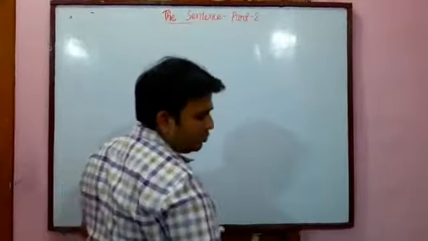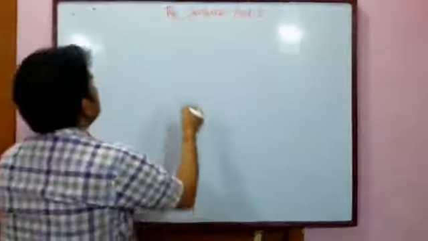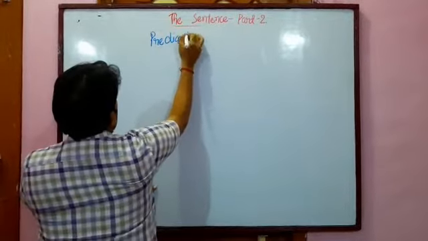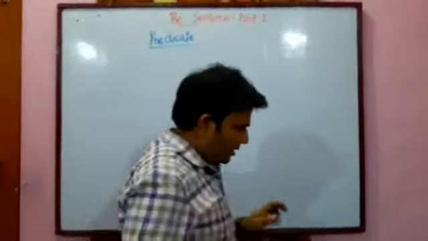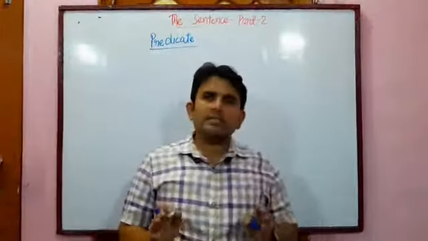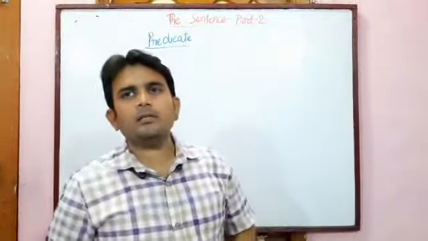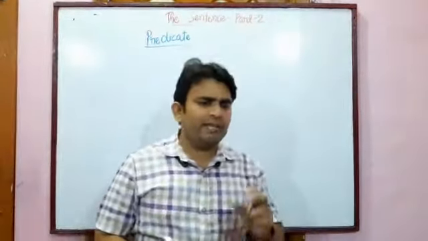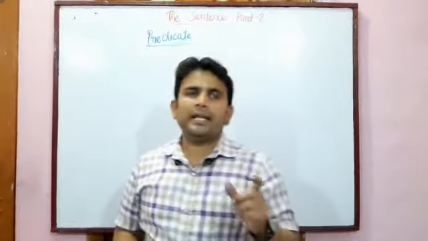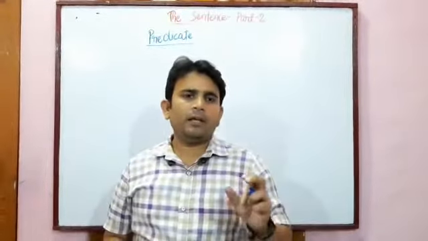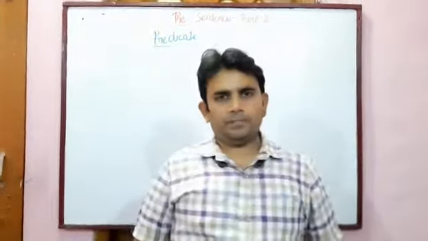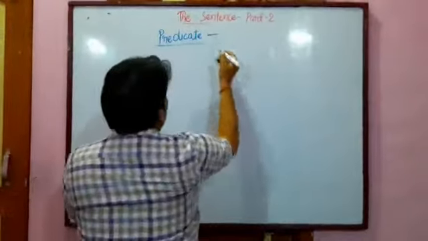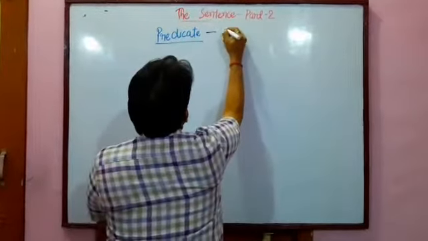Now it's time for the second part of the sentence, that is the predicate. It is very important. What is a predicate? The predicate is that part of a sentence that tells us about the subject. In a very easy way, we can say that a predicate is that part of a sentence other than the subject. To understand it, first of all, I would like to write the definition of predicate.